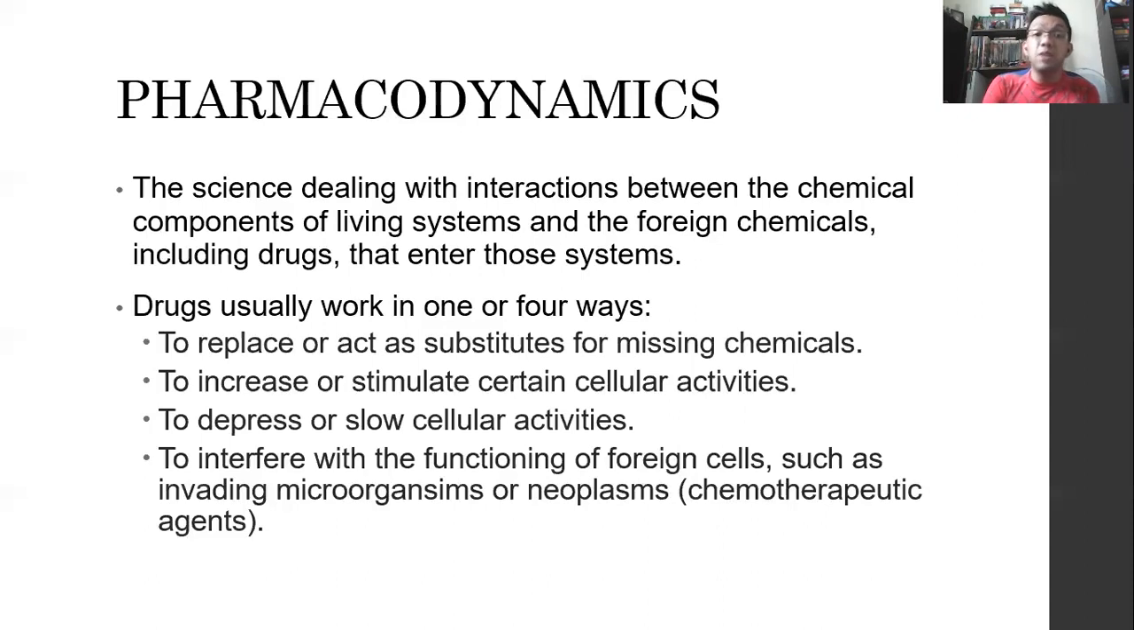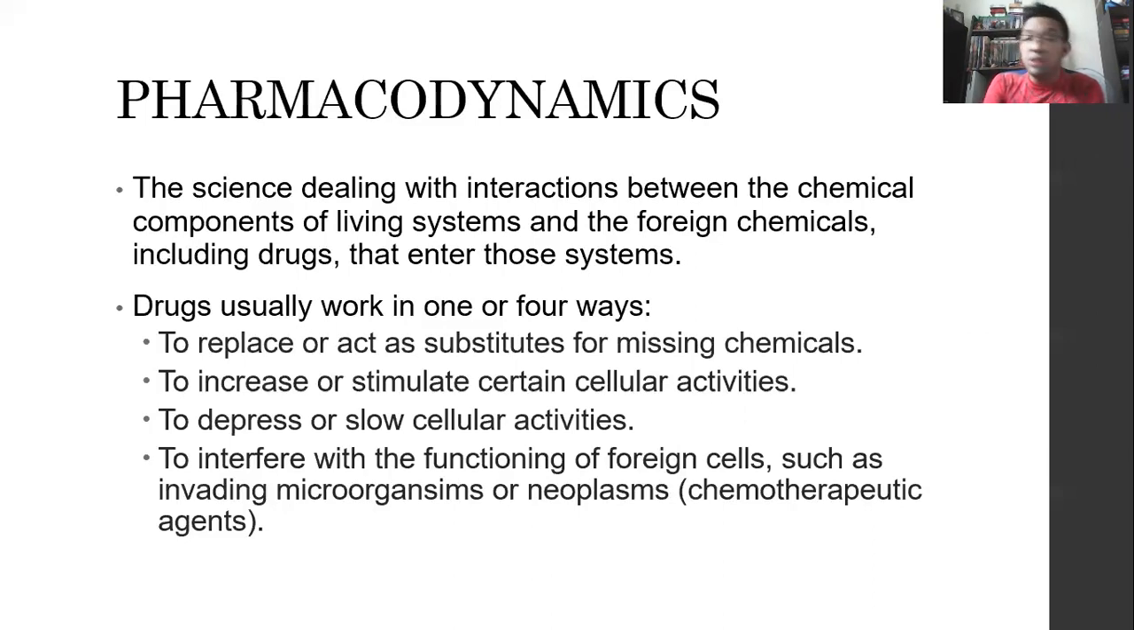Agonists, they stimulate certain cellular activities. So they either increase the heart rate or they increase the patient's GI movements for patients who are experiencing dyspepsia and so on. So these are examples of drugs that increase or stimulate certain cellular activities.